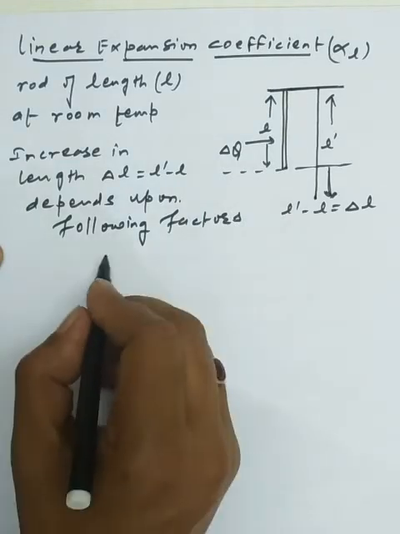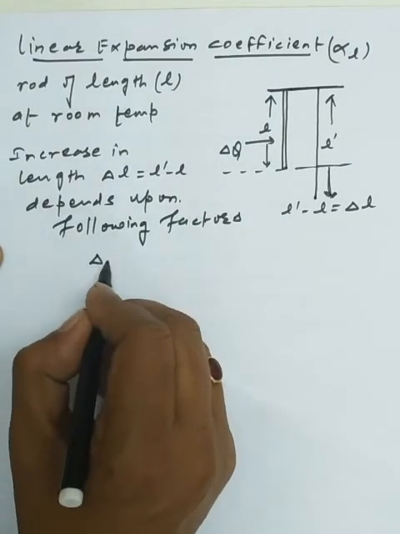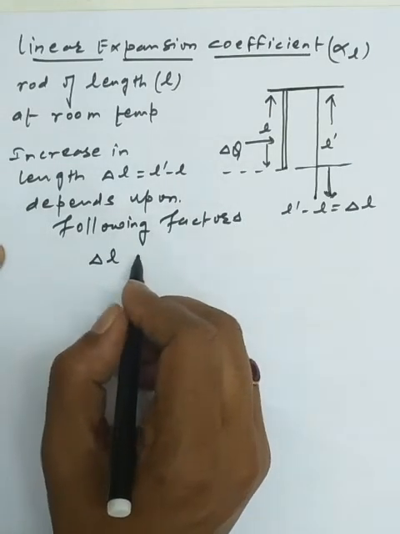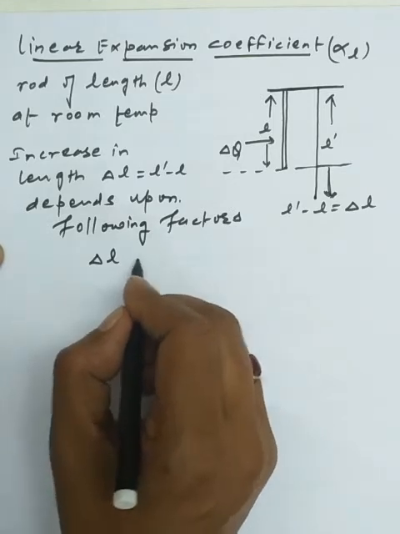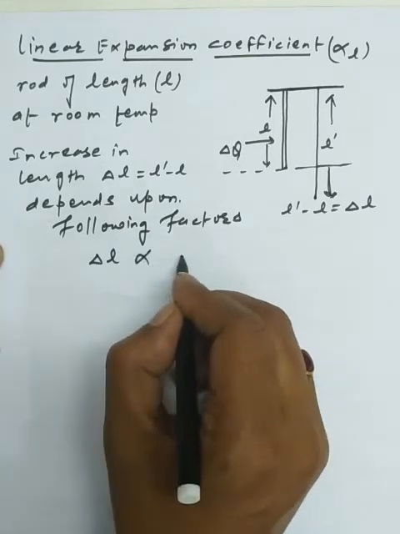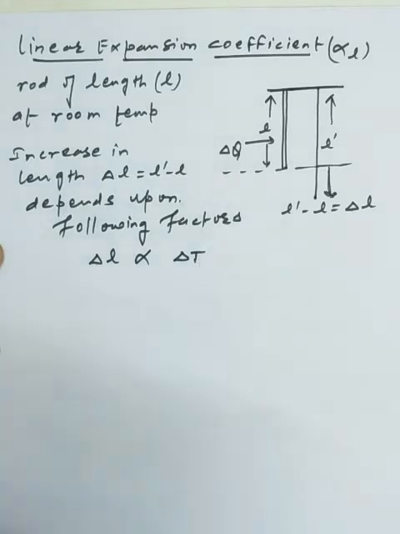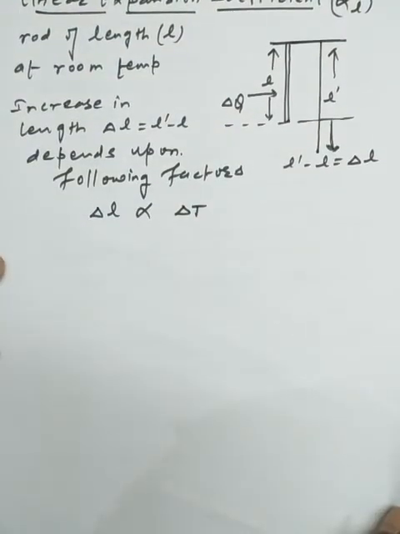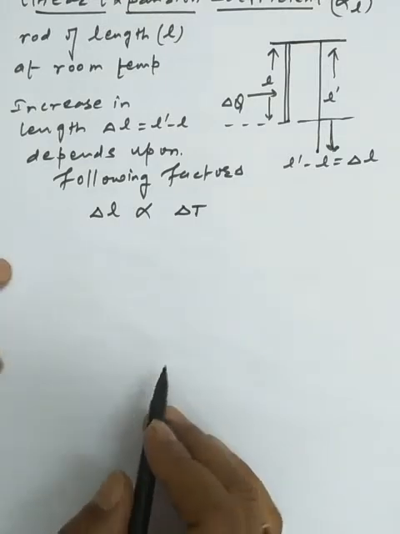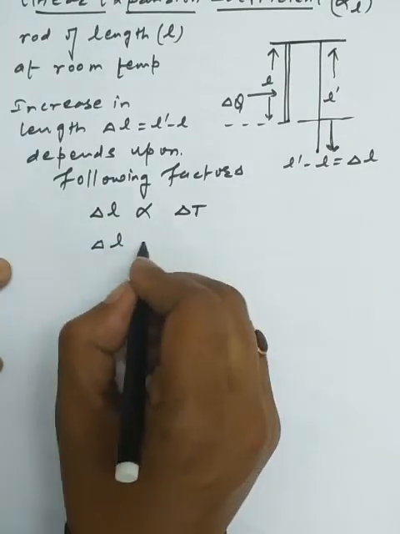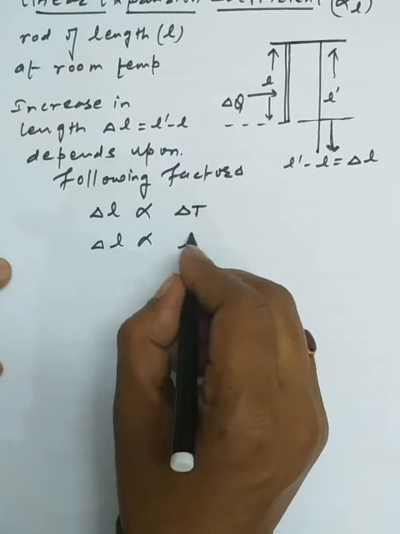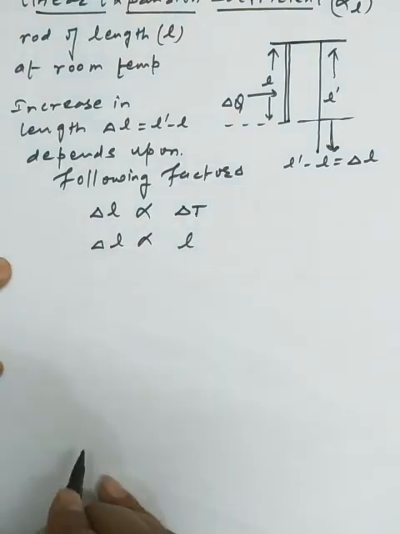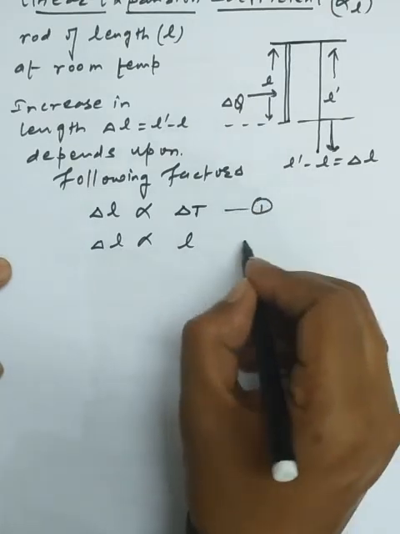So what are they? That is called delta L, the increase in length. Delta L is directly proportional to the temperature, whatever amount of heat we are giving to it, so its temperature rises. Now delta L is also directly proportional to the initial length of the rod. So we are combining these two terms, equation number 1 and equation number 2.